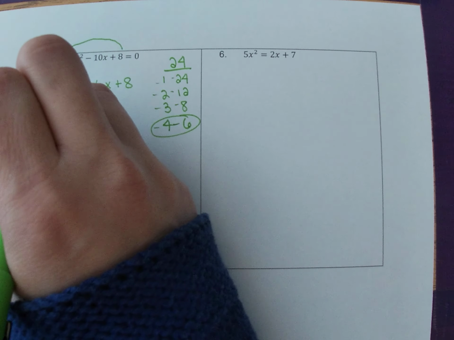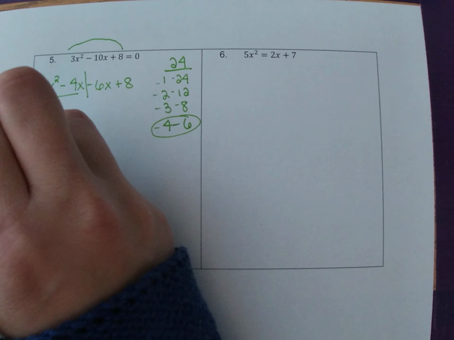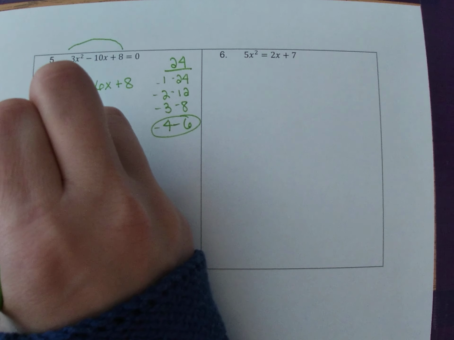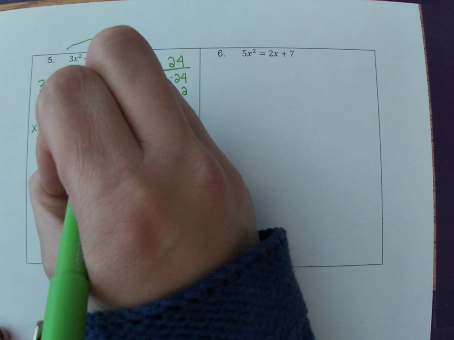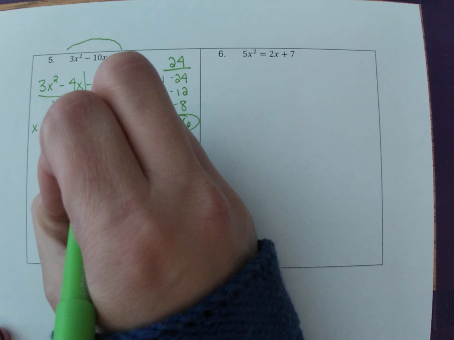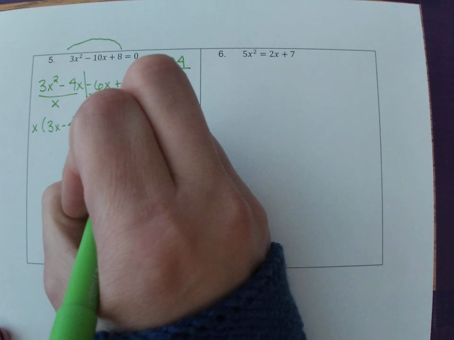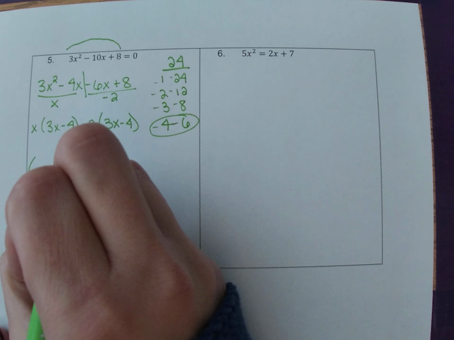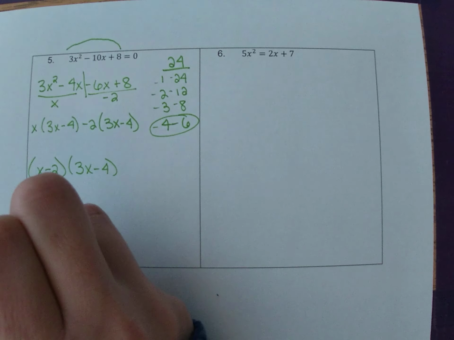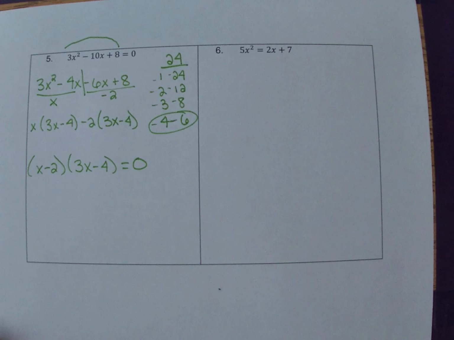So we're going to split it in half. Our GCF on the left side is x. Our GCF on the right side is going to be 2, but because that leading one is negative, it'll be negative 2. So this will factor into an x minus 2 and a 3x minus 4, right, equals 0.